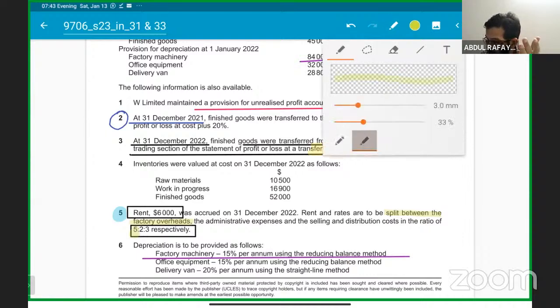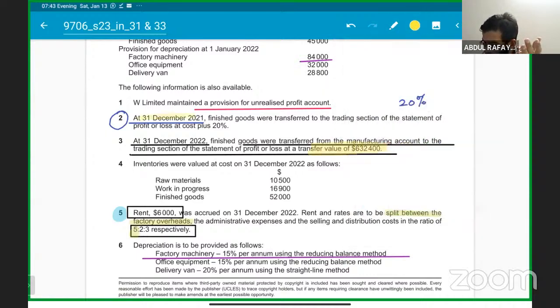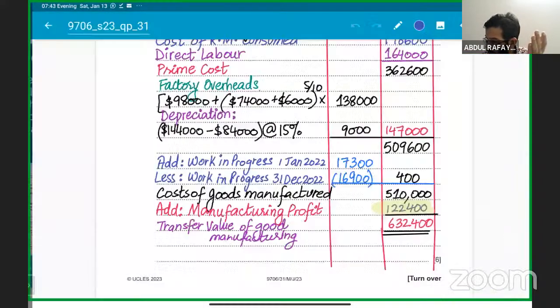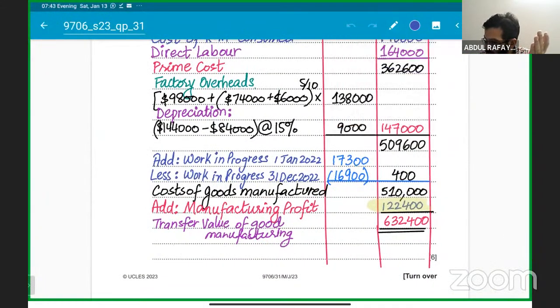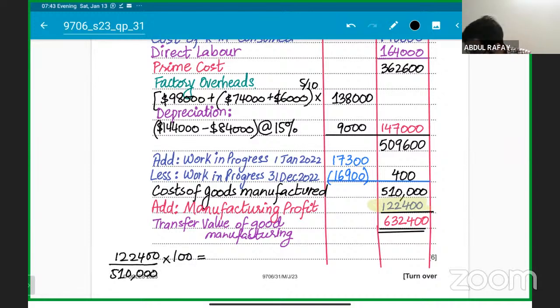31st December 2022. And how much are we adding in the year of 31st December 2022? Let's work it out. Although the question is finished, students need to understand that we can work it out: 122,400 divided by 510,000 into 100, we will get how much we are adding this year. 122,400 divided by 510,000 into 100. So we are adding 24% this time.